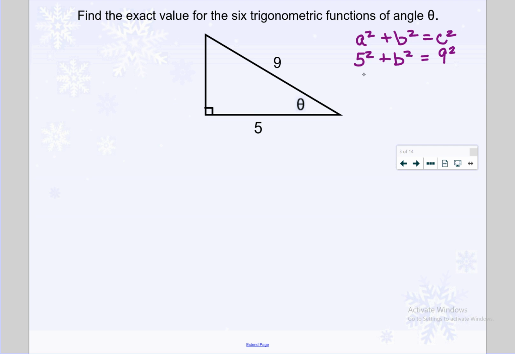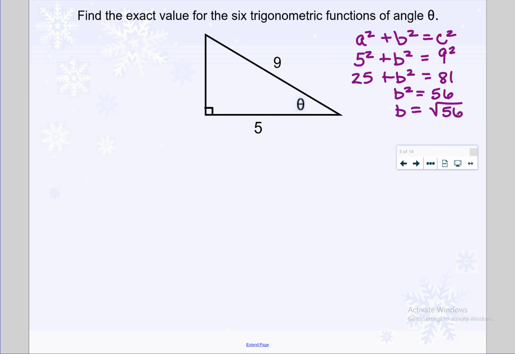So let's see. 5 squared, that's 25. 9 squared, that's 81. If I subtract 25, I get B squared is 56. Take the square root to solve for B. Rad 56. Normally in an equation, we're going to put a plus or minus in front of this, but we're talking about the side of a triangle. So for right now, it's not going to be negative. Everything's going to be positive.